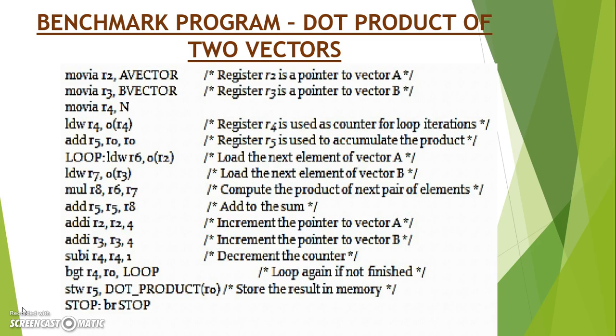This is the benchmark program, that is a dot product of 2 vectors. Register R2 points to A vector and register R3 points to B vector, and the result or the product is placed in register R5 and stored in memory.